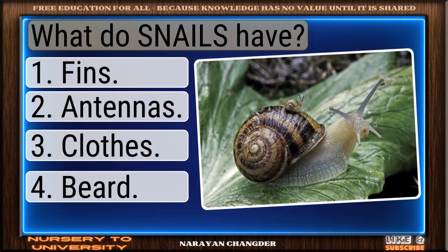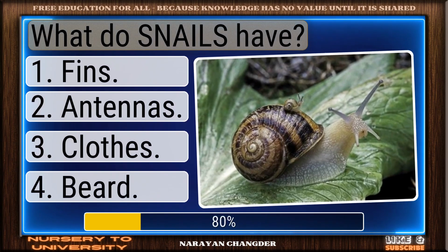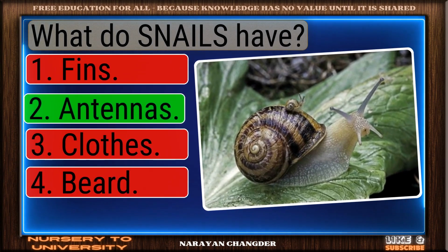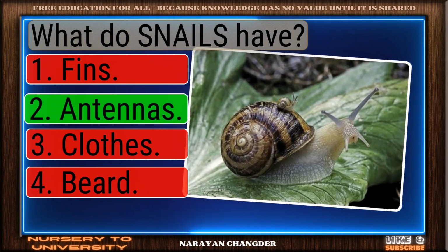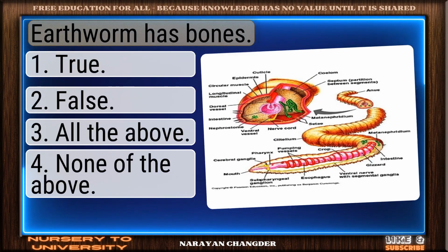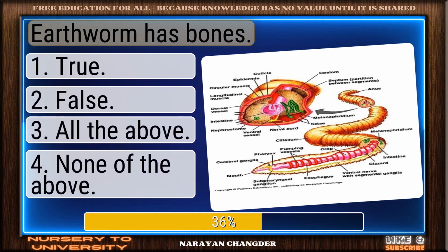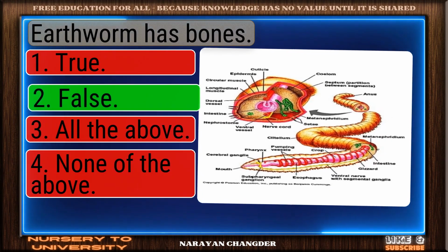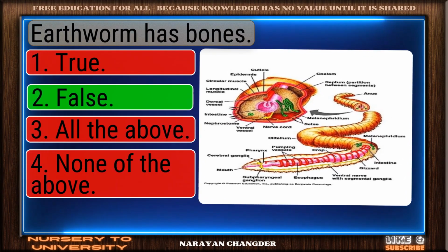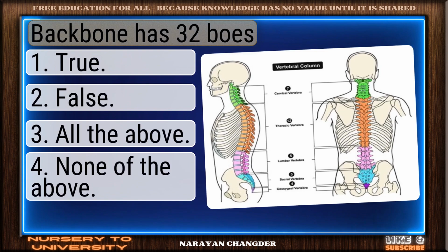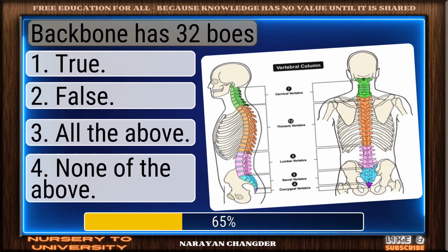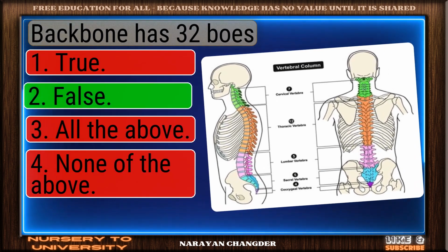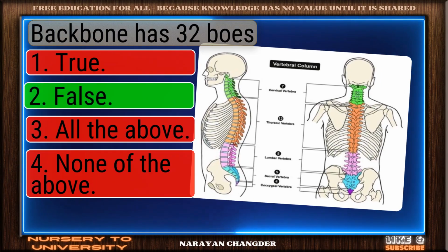What do snails have? Strong choice. Antennas is the right answer. Earthworm has bones. Nice selection. False is the correct and valid answer. Backbone has 32 bones. On track, false is the correct answer.